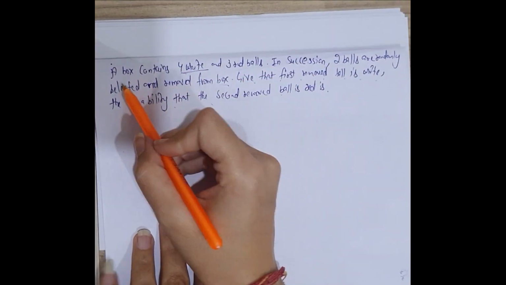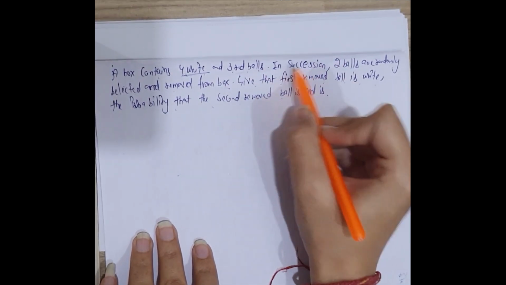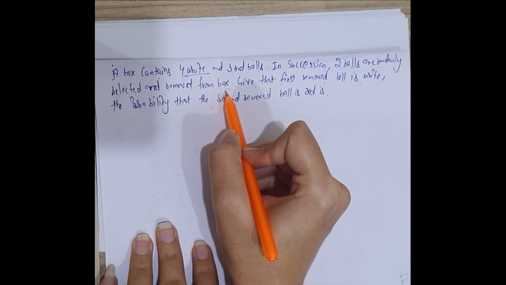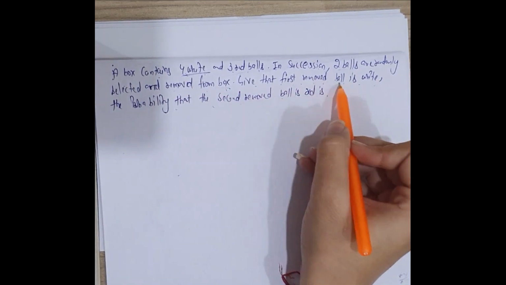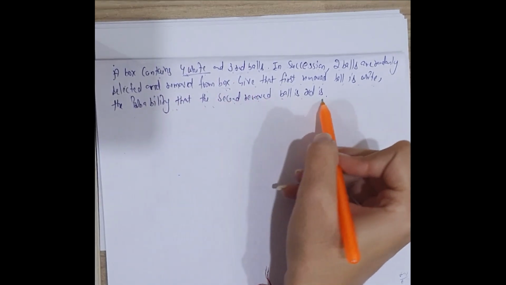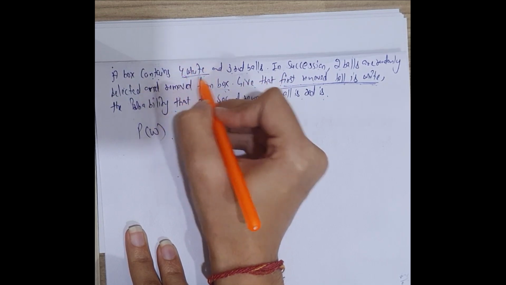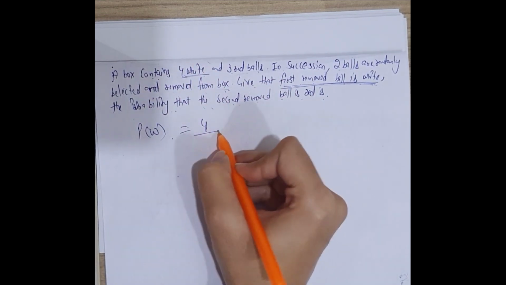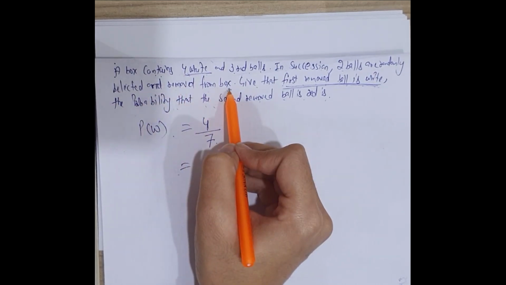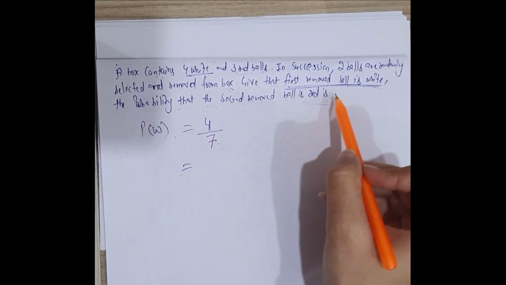Now another question. A box contains 4 white and 3 red balls. In succession, 2 balls are randomly selected and removed from the box. Given that first removed ball is white, the probability that second removed ball is red. It's given that first removed ball is white. So how many balls are there? 4 white balls are there. Total is 7. 2 balls are randomly selected and removed from the box. Now we have to find the probability that second ball is red.